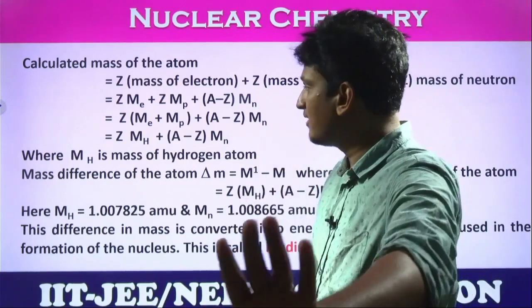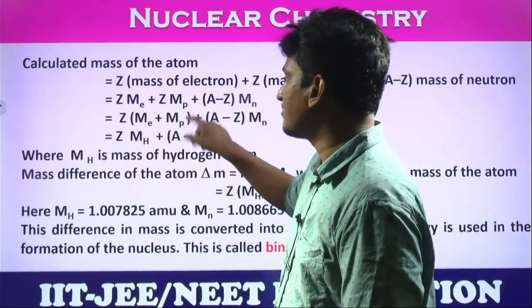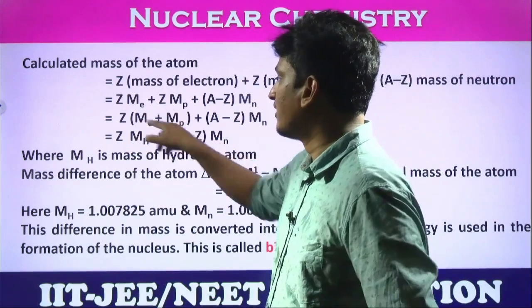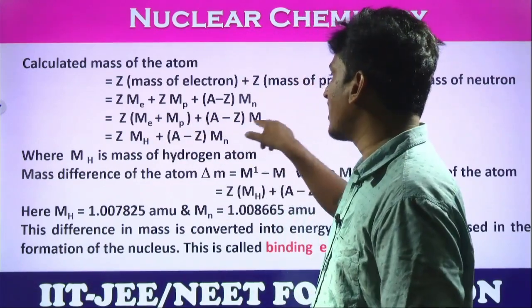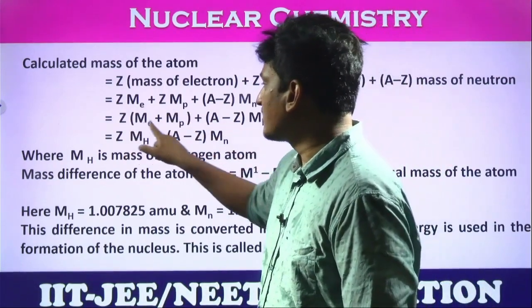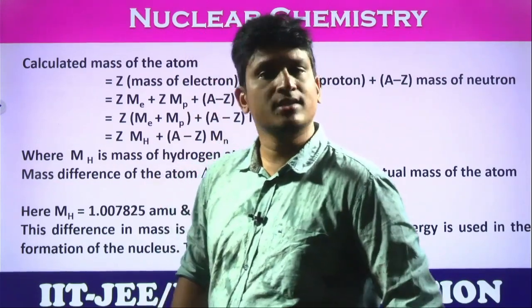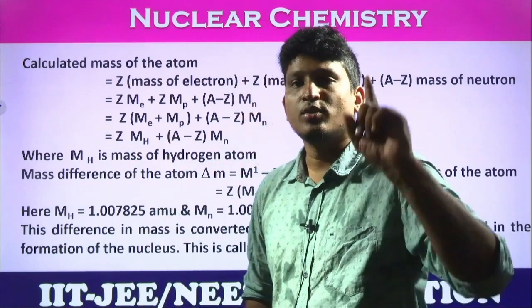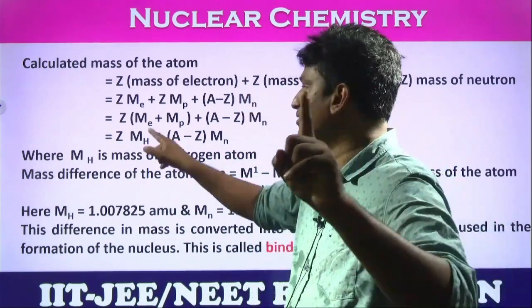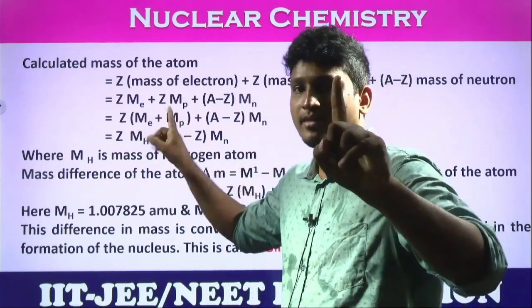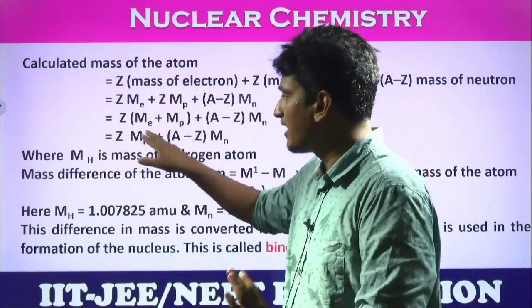Okay, clear this step? Mass of electron plus mass of proton, we just combine. Z indicates atomic number, plus (A minus Z) mN. Clear? Mass of electron and mass of proton together is taken as mH. mH means mass of hydrogen. Hydrogen contains 1 proton, 1 electron. Simply, the hydrogen atom mass is the mass of 1 electron and 1 proton. Understood? That's why it is directly taken as mH.